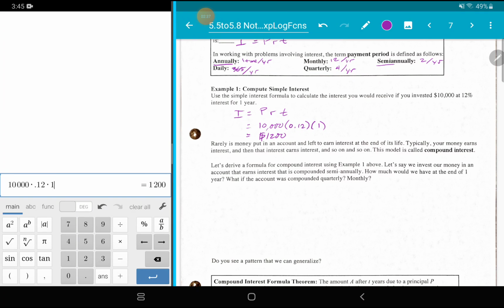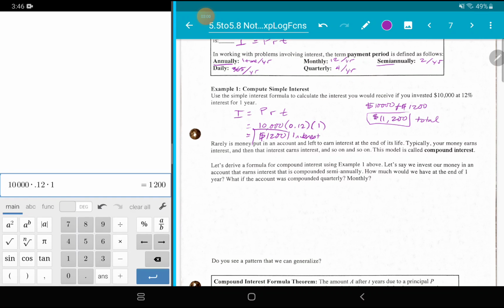Keep in mind that that's not the only amount you have in the bank though. Remember, you technically have put in $10,000, and at the end of 1 year, you have now earned an additional $1,200. So in your bank, you actually have $11,200. That's not a bad amount here. $1,200 only represents the interest.